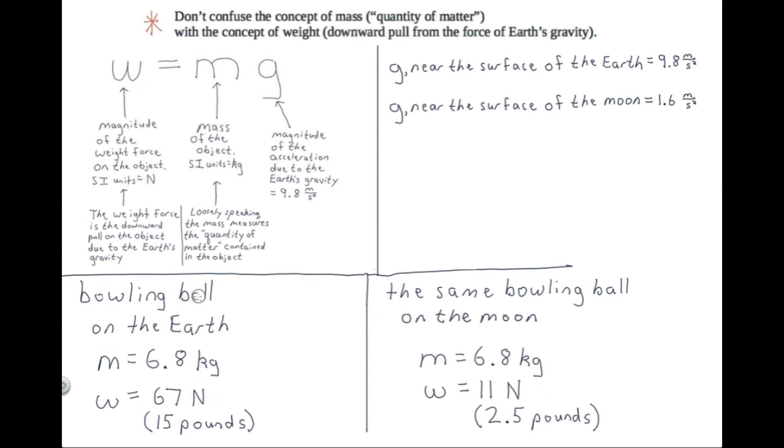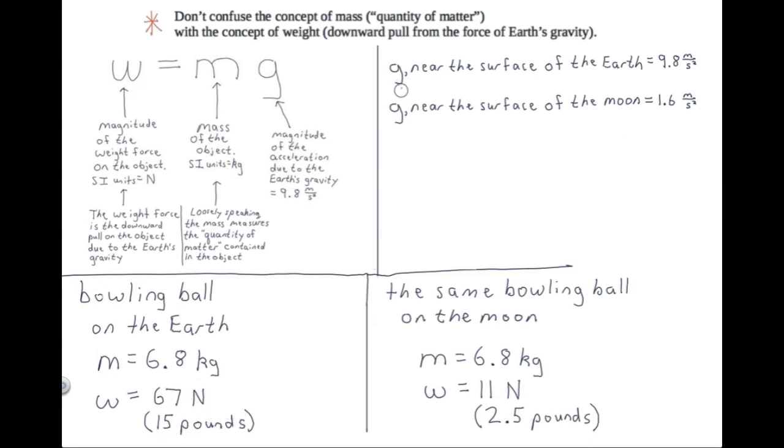If you take a bowling ball from the Earth to the Moon, the ball's mass will stay the same in both locations, because the ball still contains the same quantity of matter on the Moon that it did on the Earth. But the Moon's gravity is weaker than the Earth's gravity, so the ball will feel a weaker downward pull from the Moon's gravity. So the ball will weigh less on the Moon than it weighed on the Earth. That means that it will be easier to hold the bowling ball motionless in your hand on the Moon than it would be on the Earth.